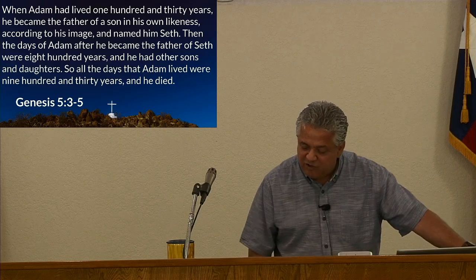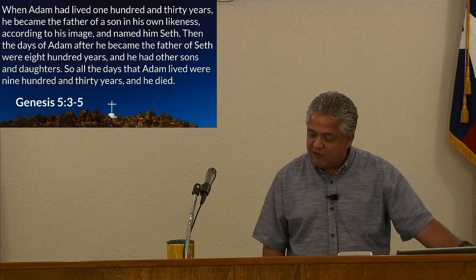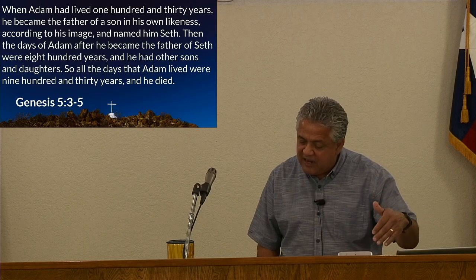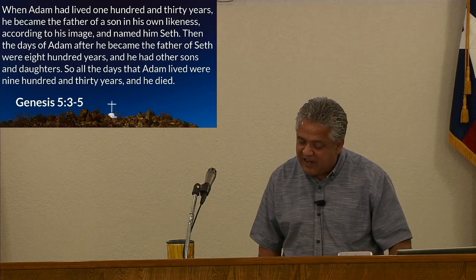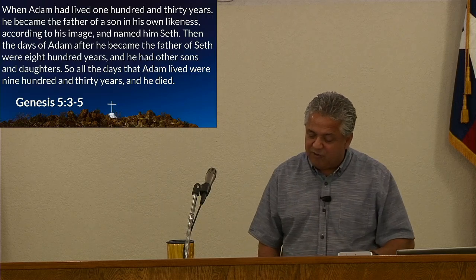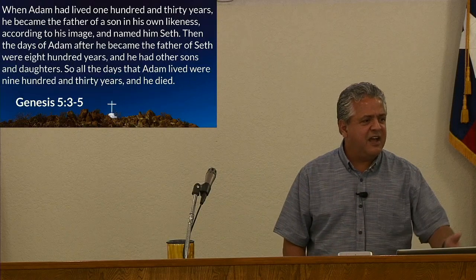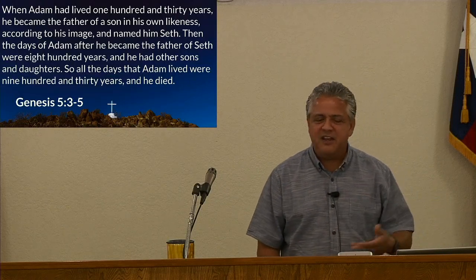And so when you get into Genesis chapter 5, it talks about Adam and he died. It talks about Seth begetting Enosh, and then it says, and he died. And then it talks about Enosh begetting his children, and at the end of the verse it says, and he died. And then it talks about Kenan living, and at the end of that it says, and he died. In verse 17, and he died. Verse 20, and he died. Verse 27, and he died. And he died, and he died.